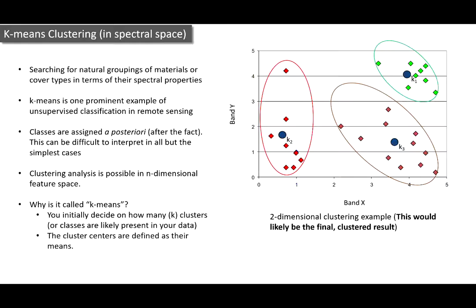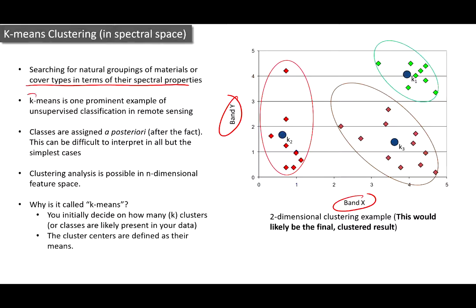So let's look at just one example of an algorithm for how different materials might be differentiated using just automatic clustering. I'll revisit the difference of unsupervised and supervised classification, as far as the definitions, a little later, but right now let's not even worry about that. All we're doing is searching for natural groupings of materials or cover types in terms of their spectral properties. So in this 2D example, we're just using band X and band Y. It doesn't matter what bands they are for right now.